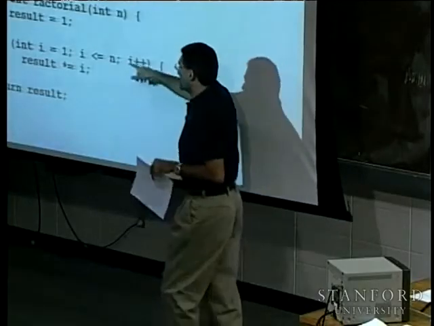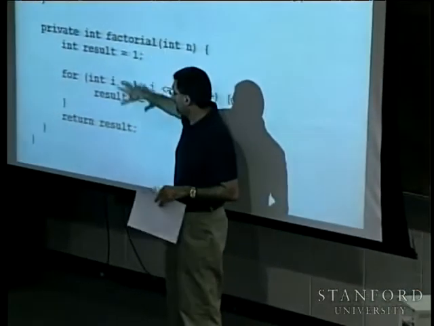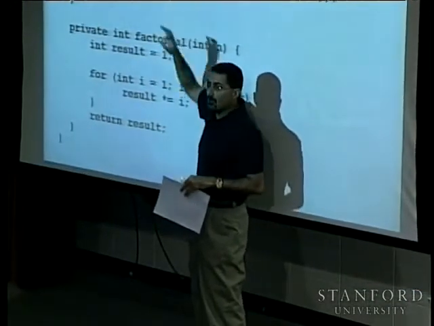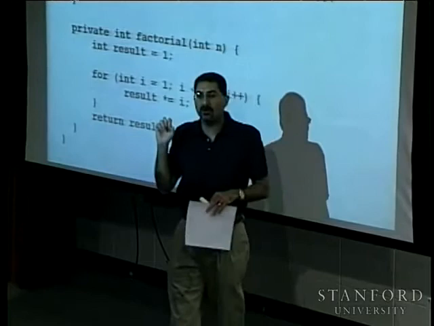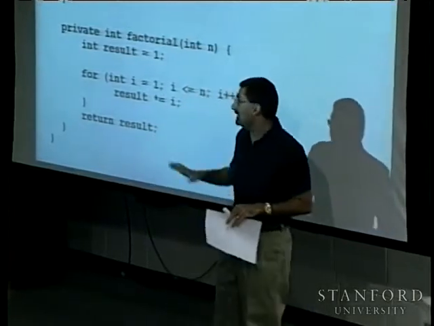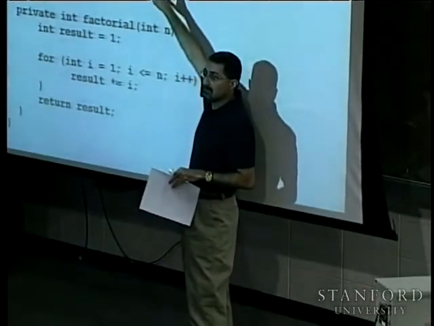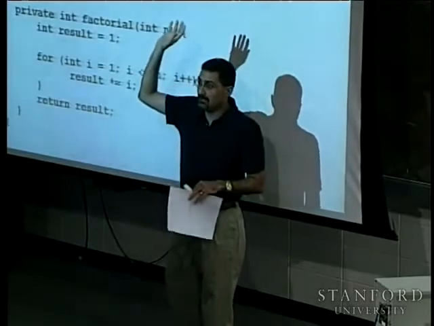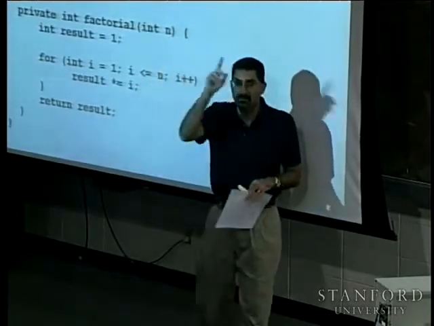Okay? But any questions about this notion of the same I, that this I is actually a different I than that I? When you declare a variable in a method, you're getting your own version of that variable in the method. It has nothing to do with the same named variable in any other method. Okay? Kind of a funky thing.